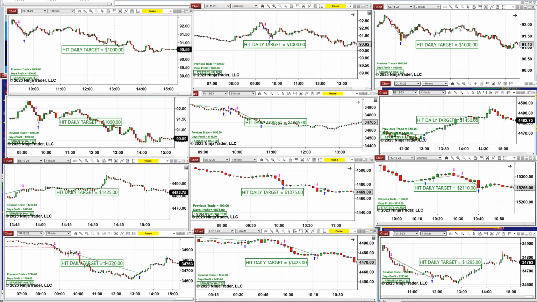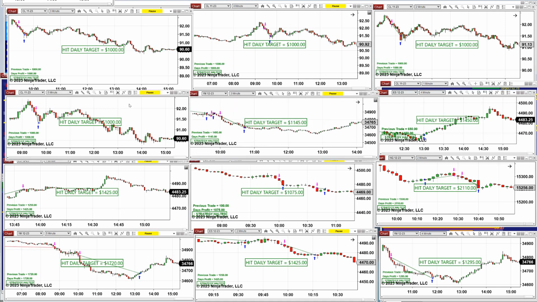All the CL 1 minute, 2 minutes, 3 minutes, 4 minutes, 5 minutes, they hit the target. We only tested on 1 minute, 2 minute, 3 and 4 and 5. We don't go into those Renko bars and all this nonsense. The YM 3 minutes did very well. The CL, all the CL did hit the target, including the ES without any optimization.